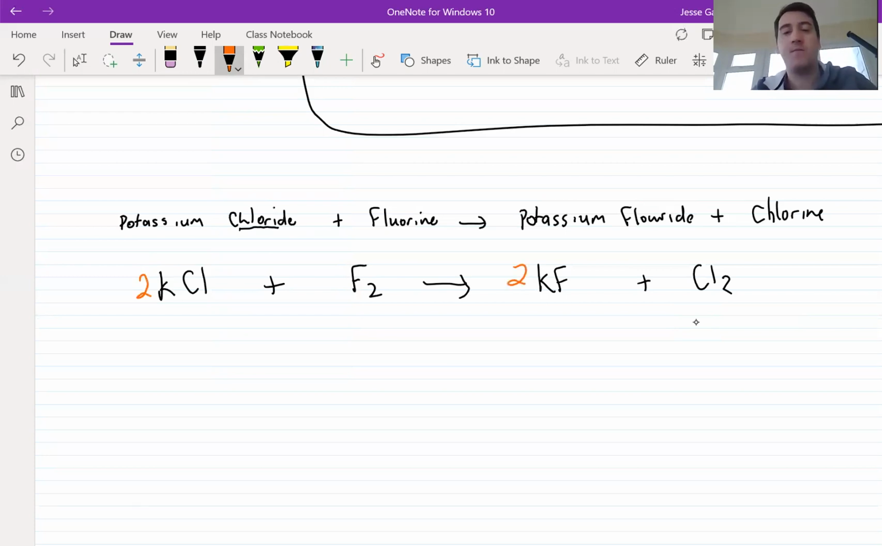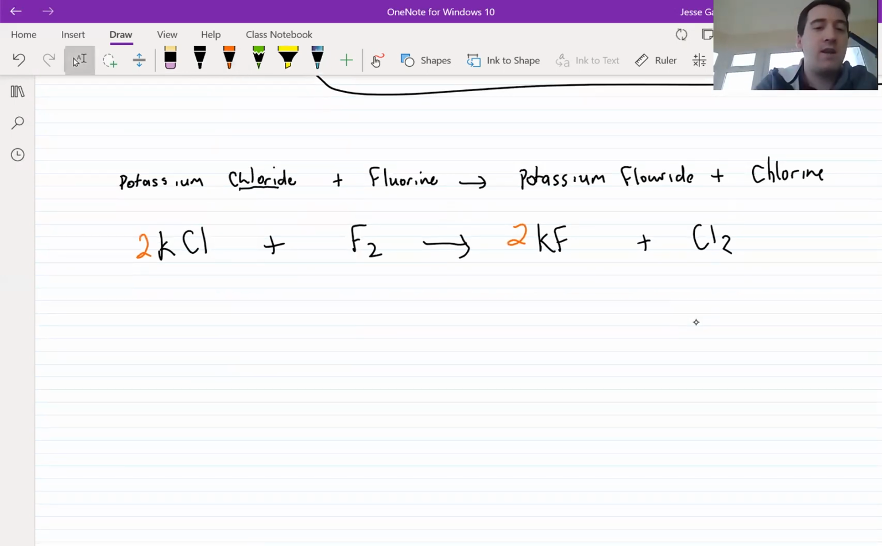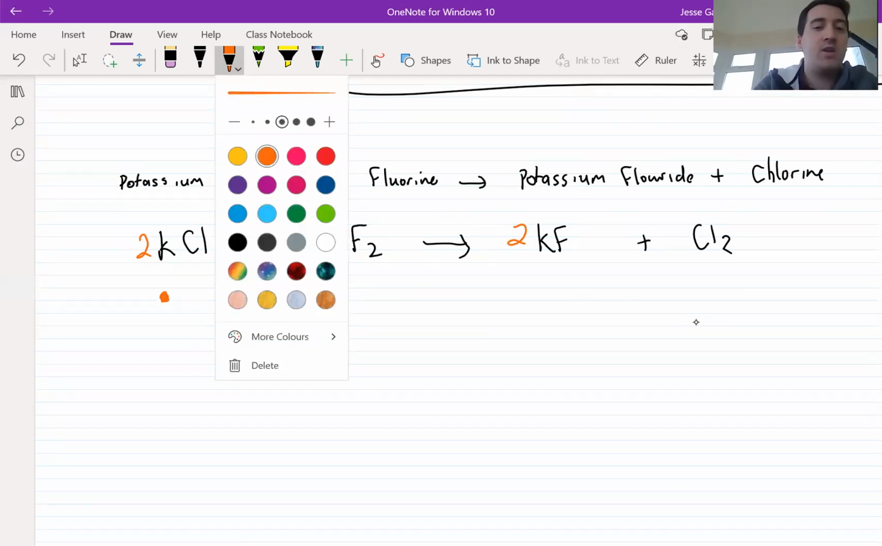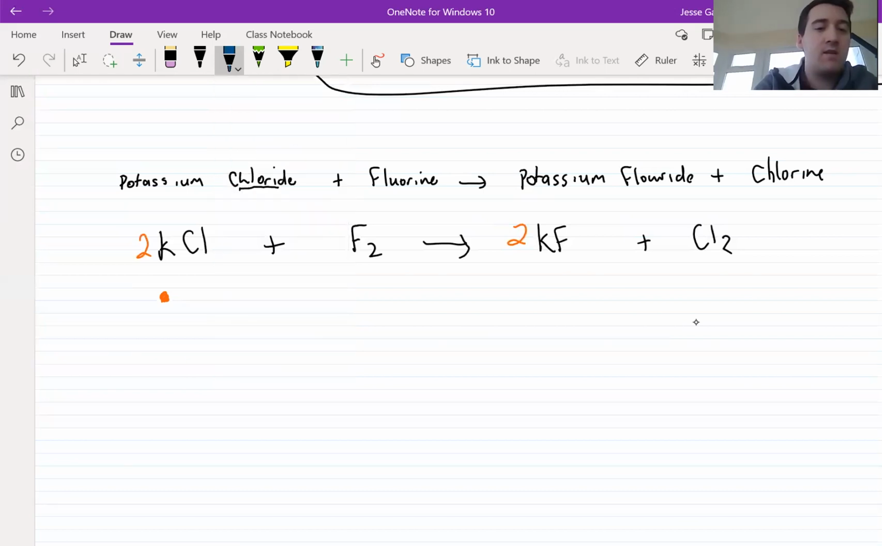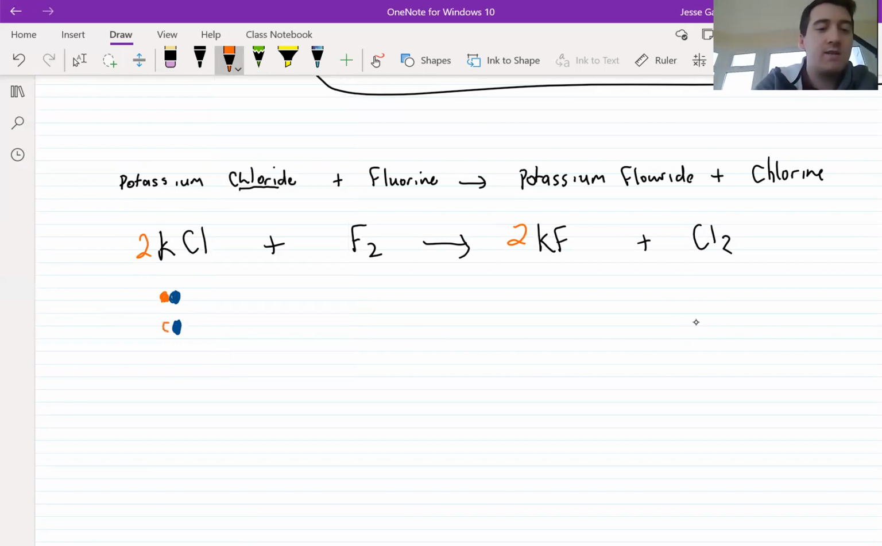Now it's balanced. Now we're just going to really quickly draw out what we have here. So say these orange atoms are potassium, and this blue one is a Cl. So we've got 2 KCl's, which means I need 2 of them like this. There's a second particle of KCl like this.